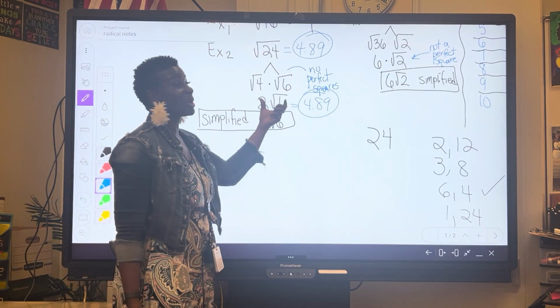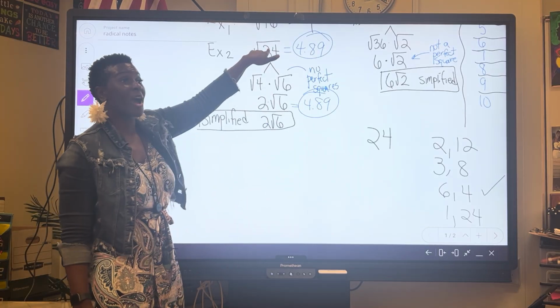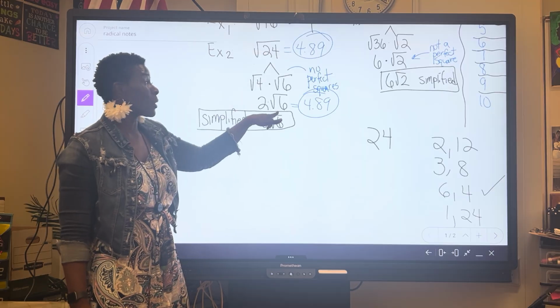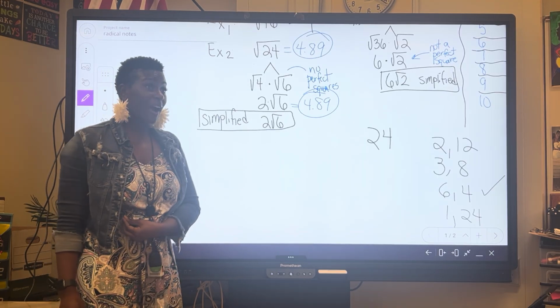It's just this one is simplified, this one is not. And when you look at it, how do you know this is simplified? Because this radical is a 24. This radical is a what? 6. So it's been simplified. Do y'all follow? Yes?